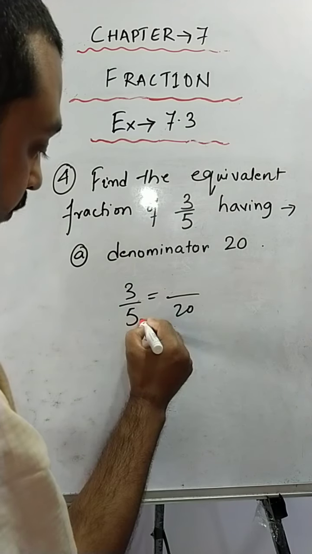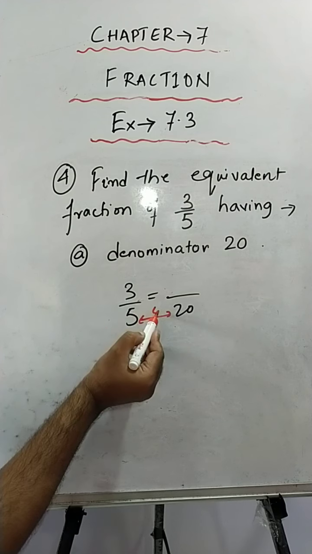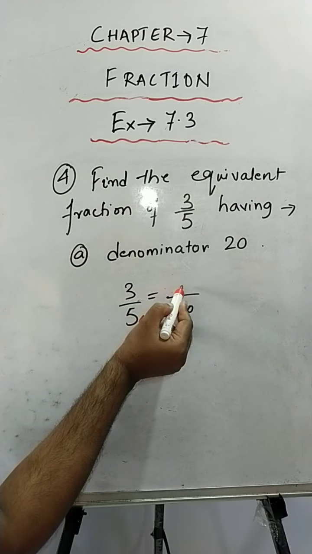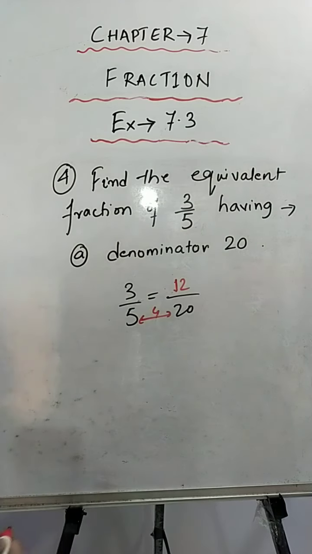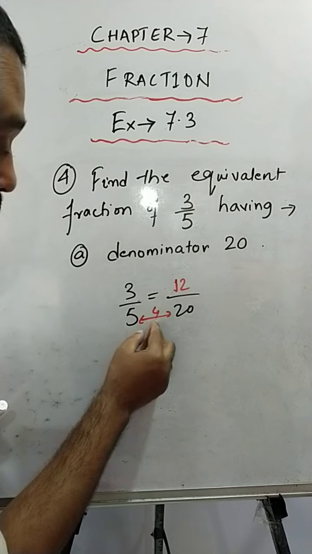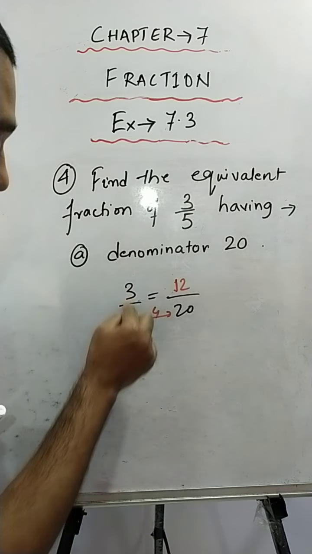So now we have to again find the relation between 5 and 20, that is 4. 5 4s are 20. So we have to multiply this 4 with 3 to bring the numerator. So 4 3s are 12. Okay, very simple, isn't it? 5 4s are 20, 3 4s are 12. So if you reduce this, you will get 3 by 5.